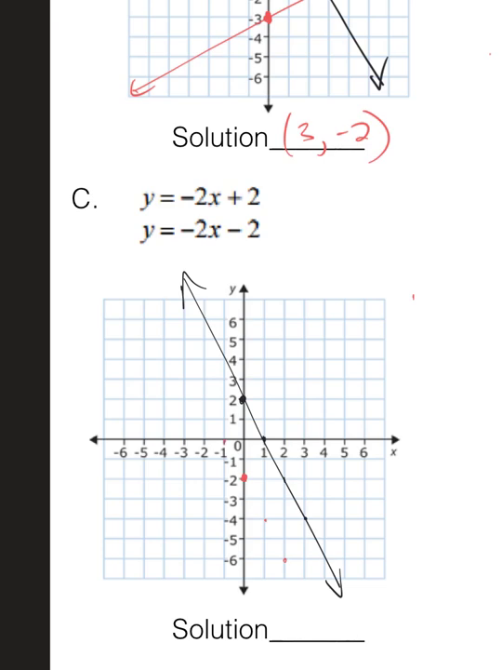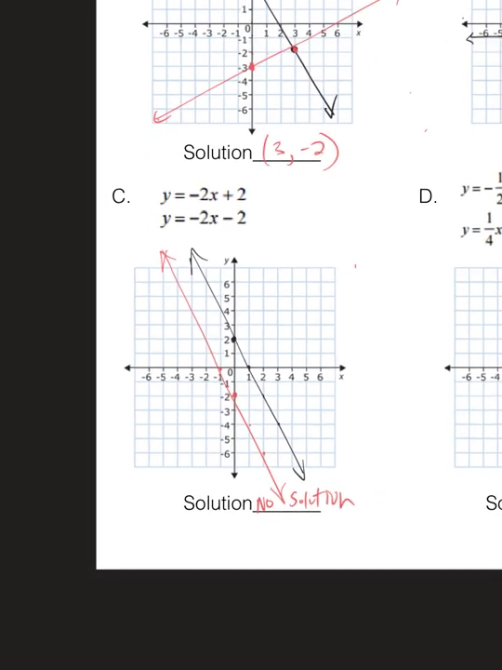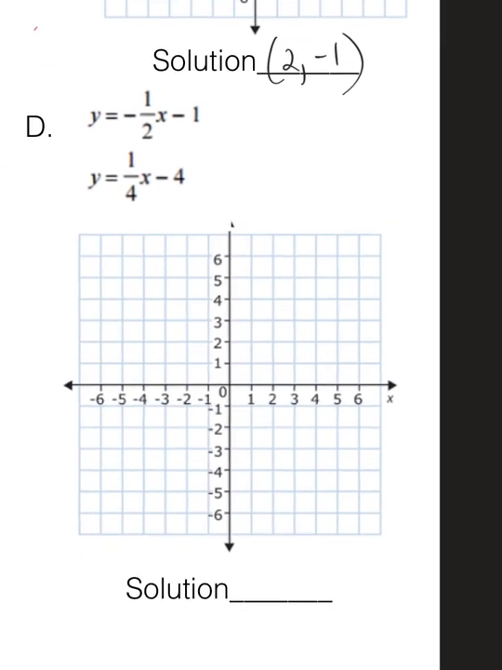After doing all of those points and drawing the line, and hopefully this is not a surprise, these are parallel lines that never intersect, and if they never intersect, that means we have no solution. No such solution exists that can make both of those equal at the same time. Go ahead and try the last one, pause, and come back, see if you got the right answer.